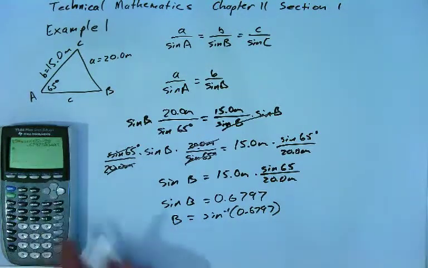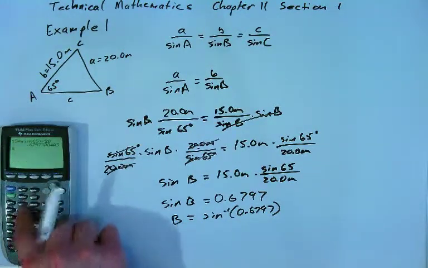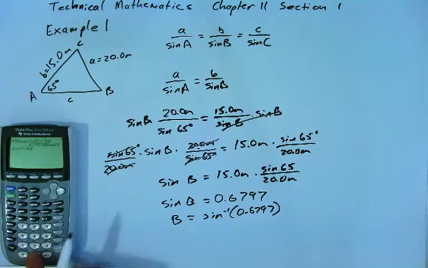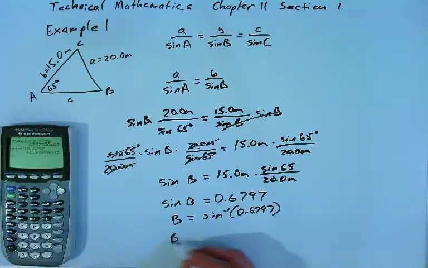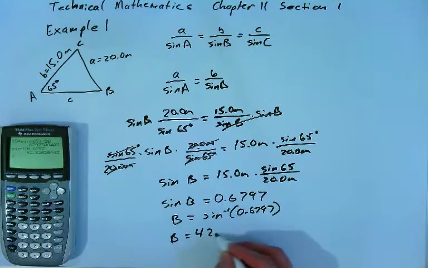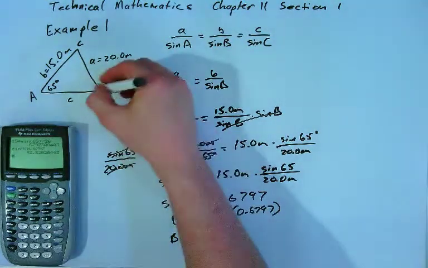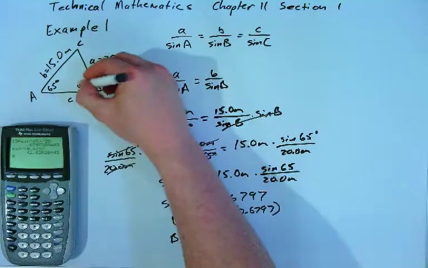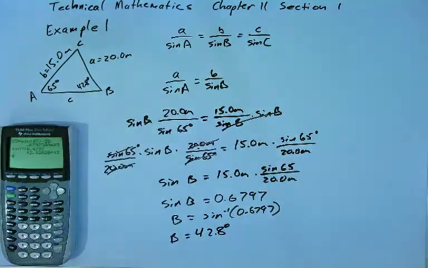Now I'll take the inverse sine of both sides. And make sure you're in degree mode. Take the inverse sine of 0.6797, and we get the angle B is equal to 42.8 degrees. And so B must be 42.8 degrees.